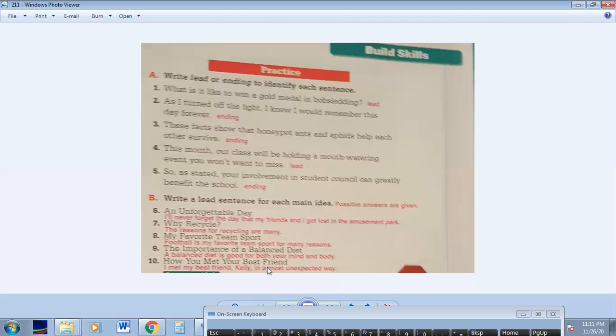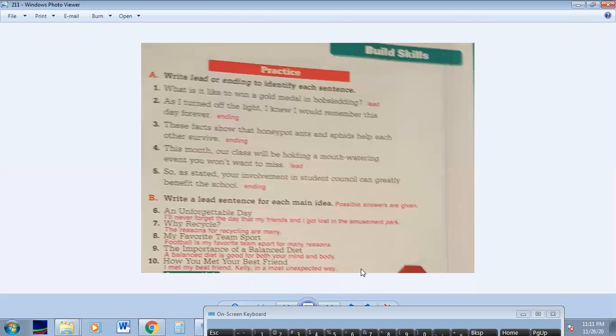How you met your best friend. You're going to tell the story of how you and your best friend met. I met my best friend Kelly in a most unexpected way. This is interesting. Makes you wonder what the unexpected way is. Then you would explain how you met.